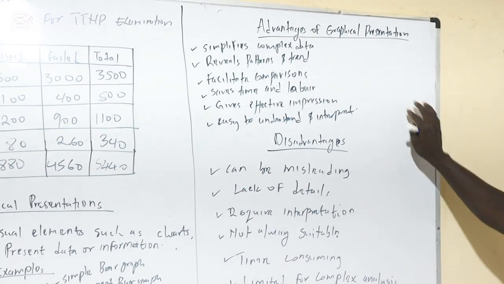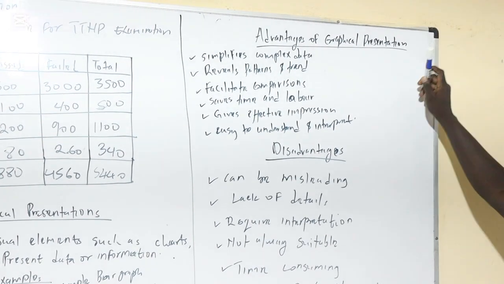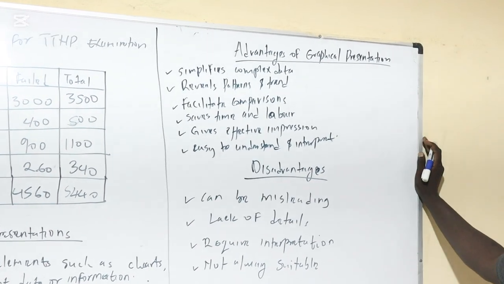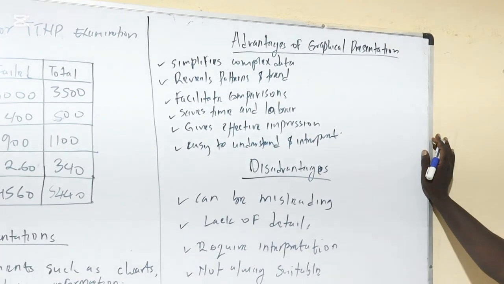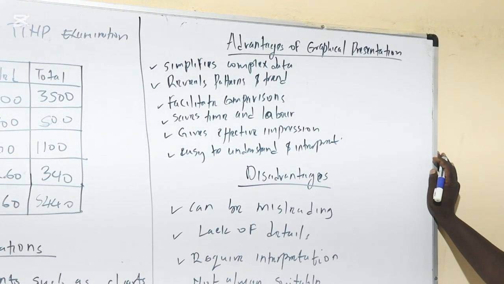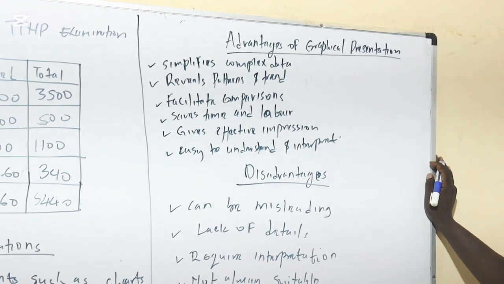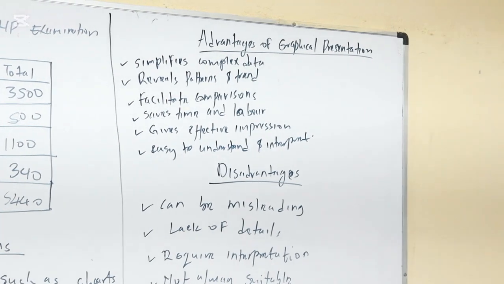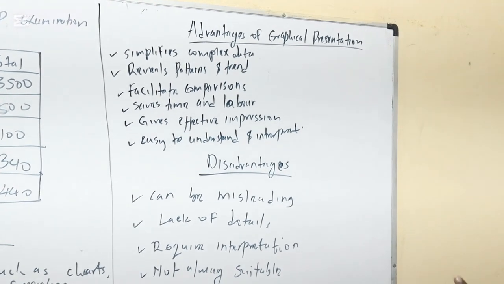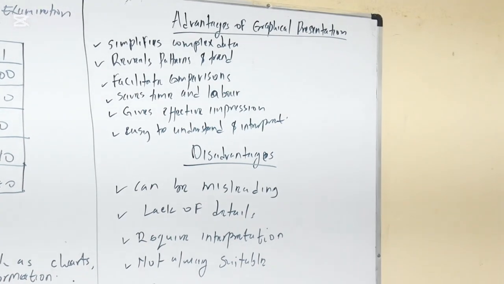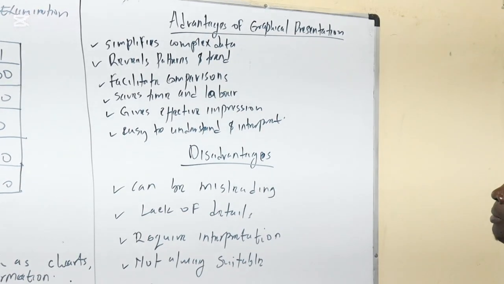Now the advantages of graphical presentation. Advantage number 1, it simplifies complex data. When we represent data in graphical form, the complex numerical values are simplified. Number 2, it reveals patterns and trends. The trend is the movement: how is the trend of the data? Number 3, it facilitates comparison. When we present data in graphical form, comparing is much easier.